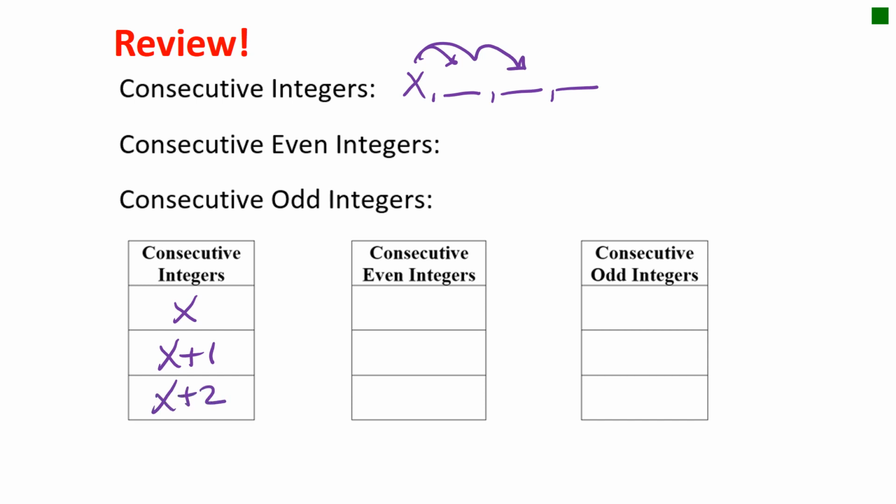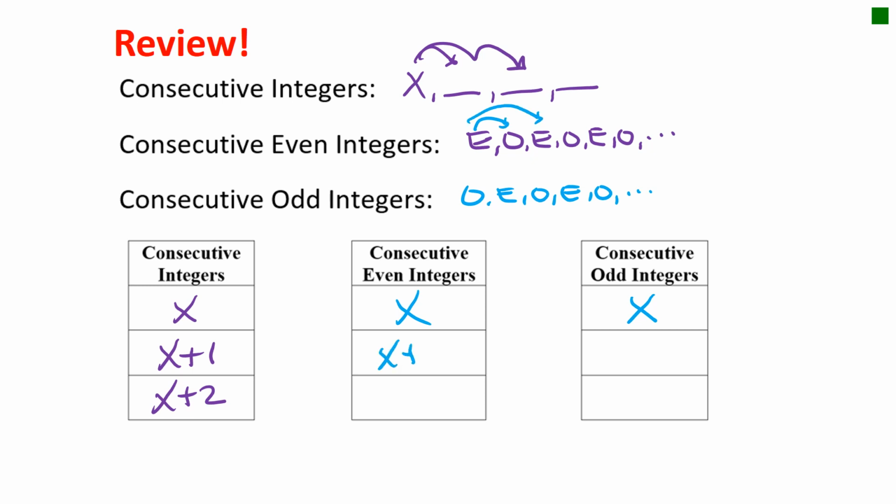Remember even and odd? We start with an even, the next one's odd, the next one's even, the next one's odd, and so on. For odd, we start with odd, the next one's even, the next one's odd, and so on. So if we start with x, to get to the next even, I have to add 2.